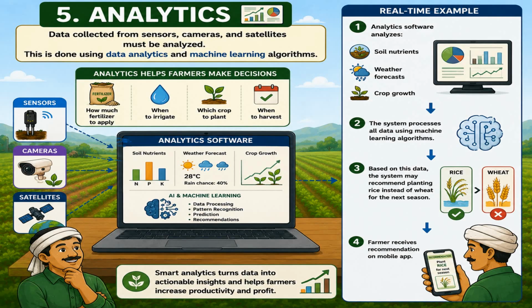So these decisions improve the farming efficiency and the productivity. Now again here you can see a real-time example where the software analyzes the soil nutrients, weather conditions, and the crop growth data. Then the machine learning algorithms process the information. Based on the analysis, the system may recommend planting rice instead of wheat for the next season.